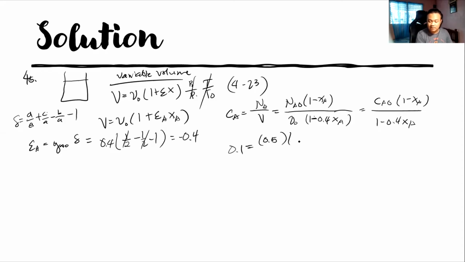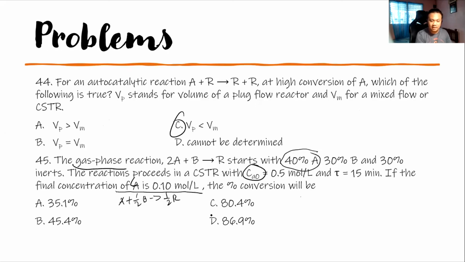0.5. And then 1 minus Xa over 1 minus 0.4 Xa, diba? And then you will shift solve to get Xa, 0.8696 or 86.96%. That's letter B. Okay, that's how we can find it.